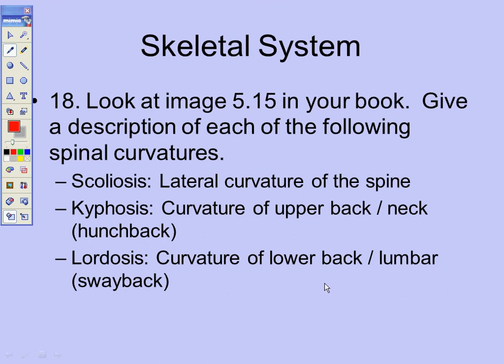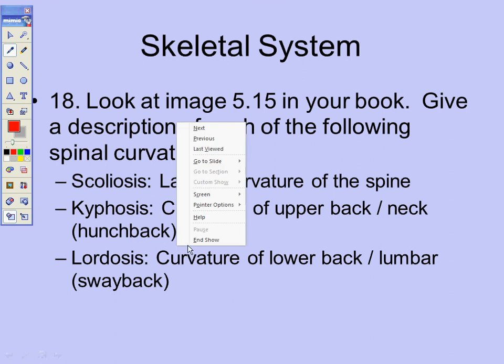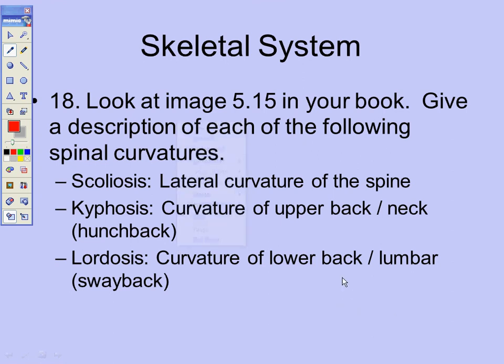We have three conditions which affect the back. You have scoliosis, which most of y'all have probably heard. They do scoliosis screenings when you're in elementary school. That's a lateral curvature of the spine, okay, meaning it's going to go from side to side. Kyphosis is a curvature of the upper back, so that's going to give you that hunchback situation. And lastly, you have lordosis, which is a curvature of the lower back, and that is also known as sway back.